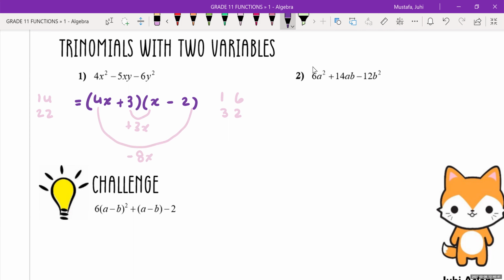Before I add the y's, let's just see if it works. We have 4x squared minus 5x, and then we have a -6. So everything works out. And then all we're going to do to get that last y is we're just going to add it to the very last term to get 4x plus 3y, and then x minus 2y.